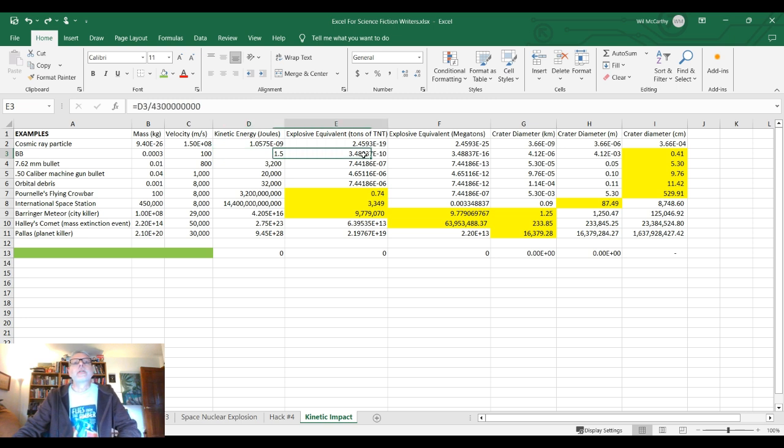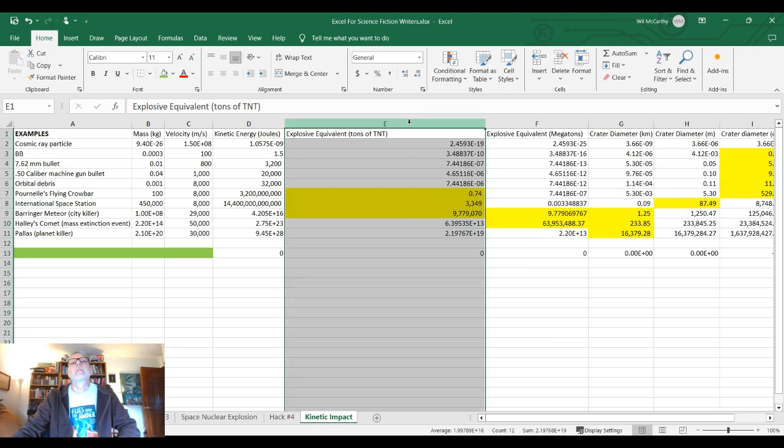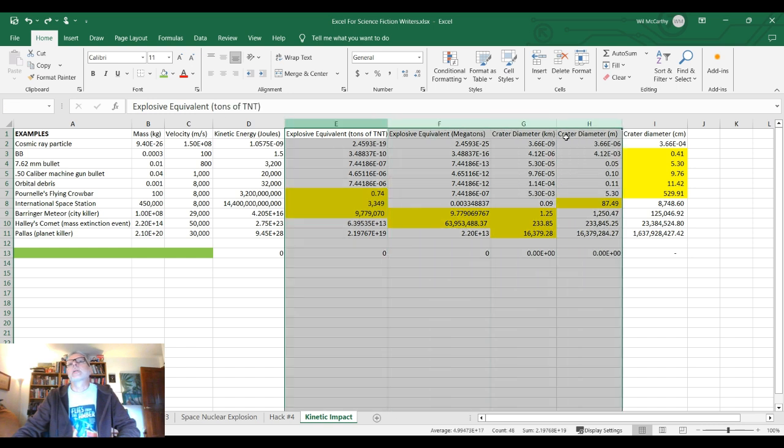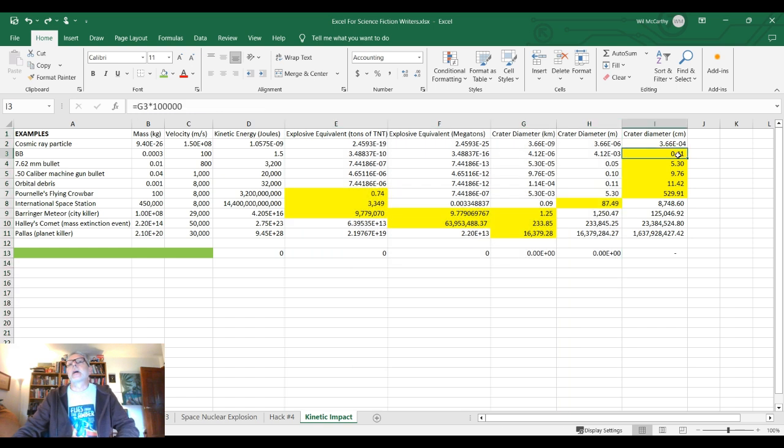That impact is not very much like an explosion, so we'll ignore these columns and go straight to the crater diameter in centimeters. We talked about how we calculate our crater diameter in kilometers. We simply divide that by 1,000 to get meters and divide again by 100 to get centimeters.